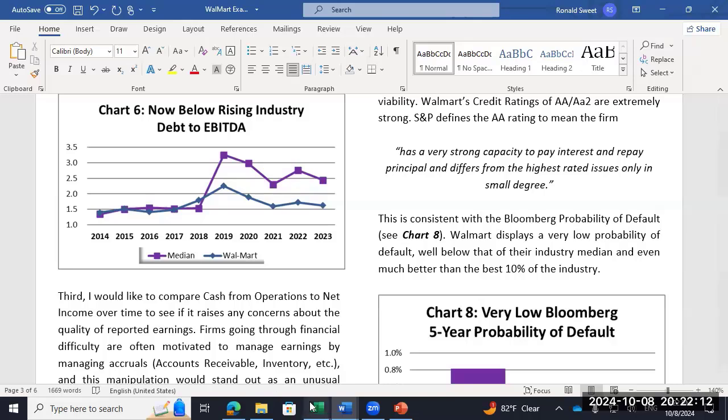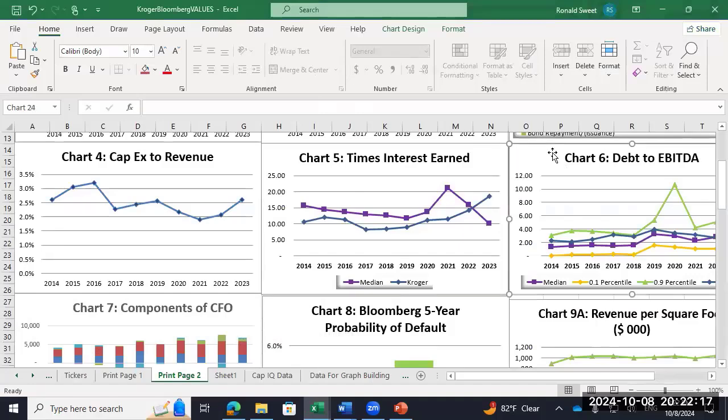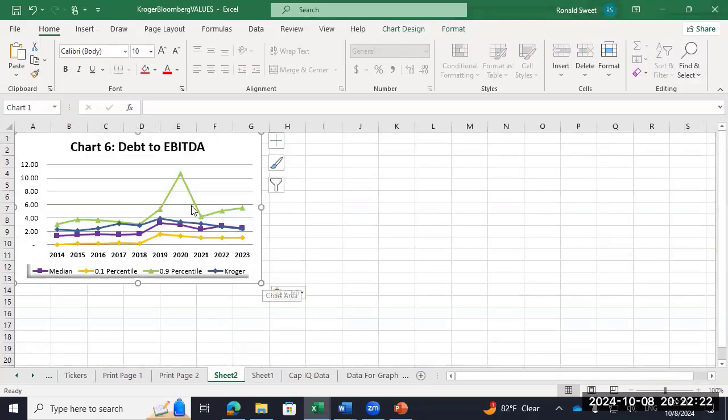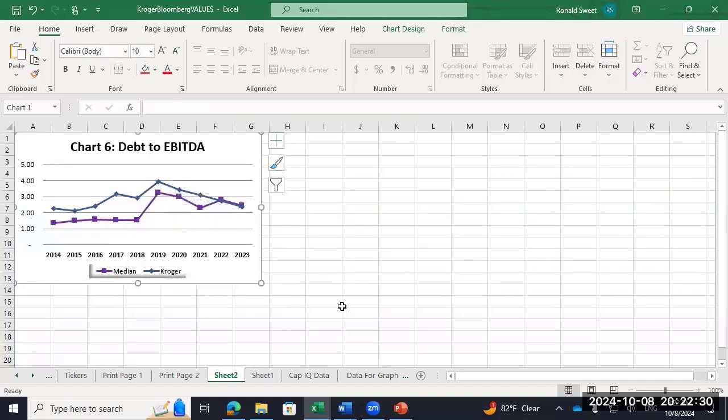Some of y'all will have some pretty wild charts. Kroger is actually the perfect example on this one. So here again, get rid of those extremes. This is a chart I almost always do without the 10 and the 90. So you see that huge increase in debt. I would say that was a concern. On the positive side, it looks like a very specific plan to get it back down to like 2. Walmart was 1.5. It looks like they're trying to get back down to 2.